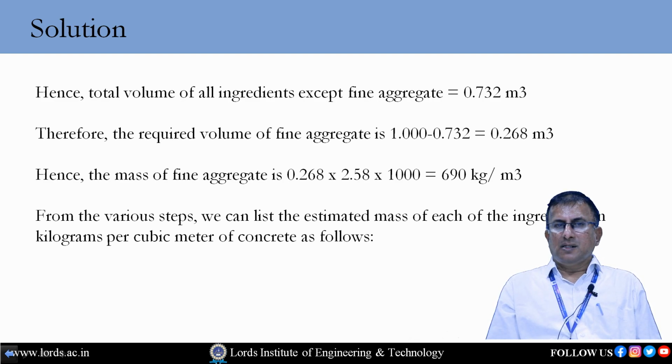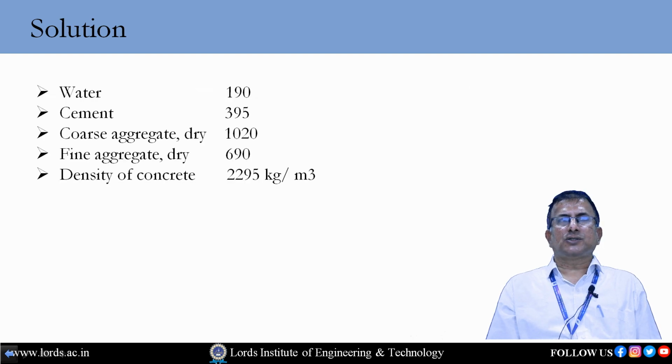Now we calculated the volume of the cement, volume of the coarse aggregate, volume of fine aggregate, and also volume of the water. Now we should see the mix. Water equals 190 kg per meter cubed. Cement content required for the concrete is 395 kg per meter cubed. Coarse aggregate 1020 kg per meter cubed. Fine aggregate 690 kg per meter cubed. And the density of the concrete we know is 2295 kg per meter cubed.